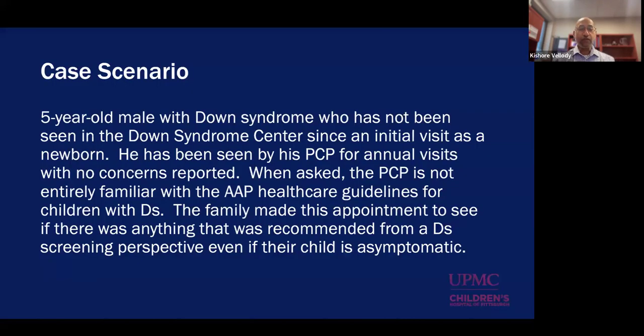Okay, we are going to be using this case scenario throughout the entire talk. This is a 5-year-old with Down syndrome who has not been seen in the Down syndrome center since an initial visit as a newborn, which of course is not our ideal, but it does happen. He's been seen by the PCP for annual visits, and there have been no reported concerns. But when the family asks the PCP, they describe that they are not entirely familiar with the AAP healthcare guidelines for kids with Down syndrome. So the family made this appointment to see the center again, to see if there was anything recommended from a Down syndrome screening perspective, even if their child has been doing well and has been asymptomatic up to this point.